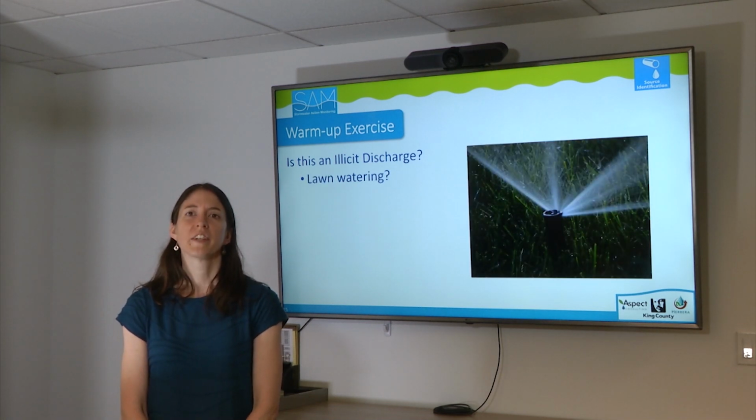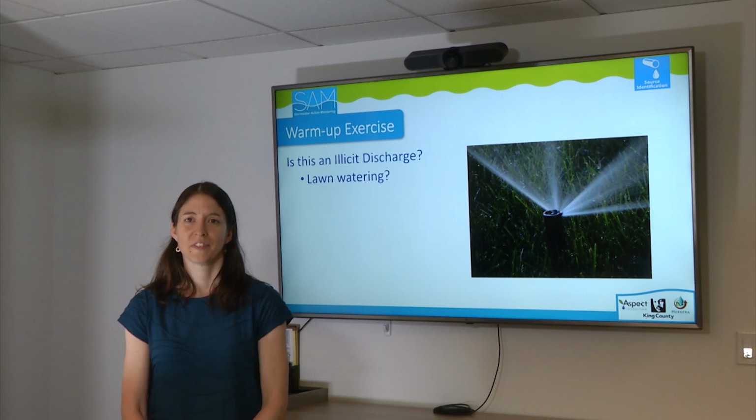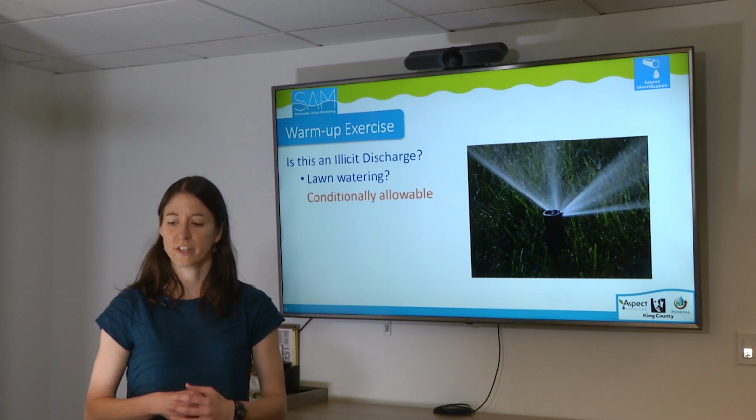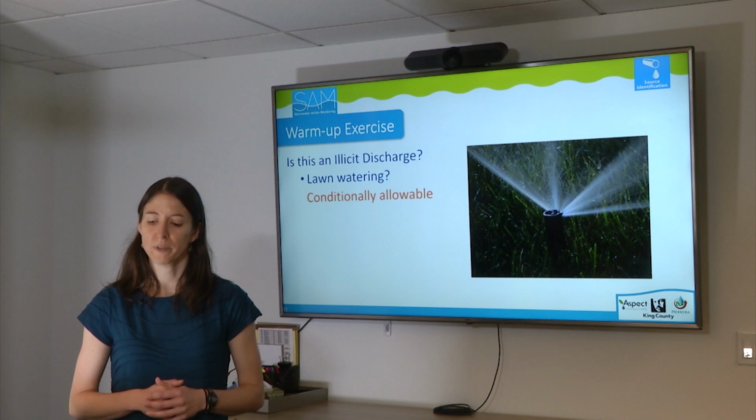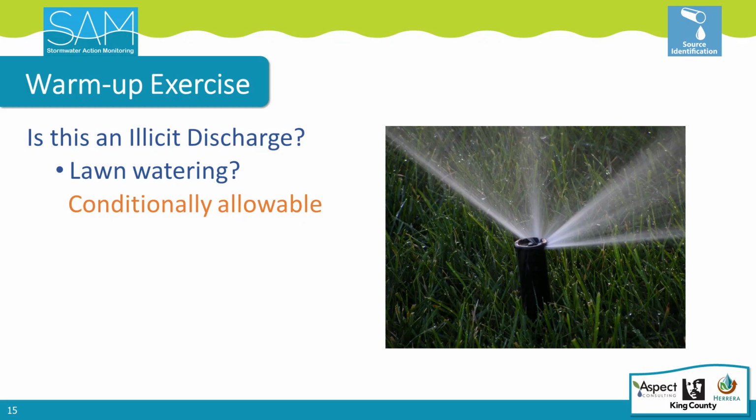What about lawn watering? This is kind of an interesting one. So it is listed as conditionally allowable in the permit, and that's because the discharges should be minimized through public education activities and water conservation efforts. But oftentimes we see sprinkler heads that are misfocused and things like that, where a lot of that extra water is just running off into the street. So making sure that we're watering appropriately is kind of the main concern here.